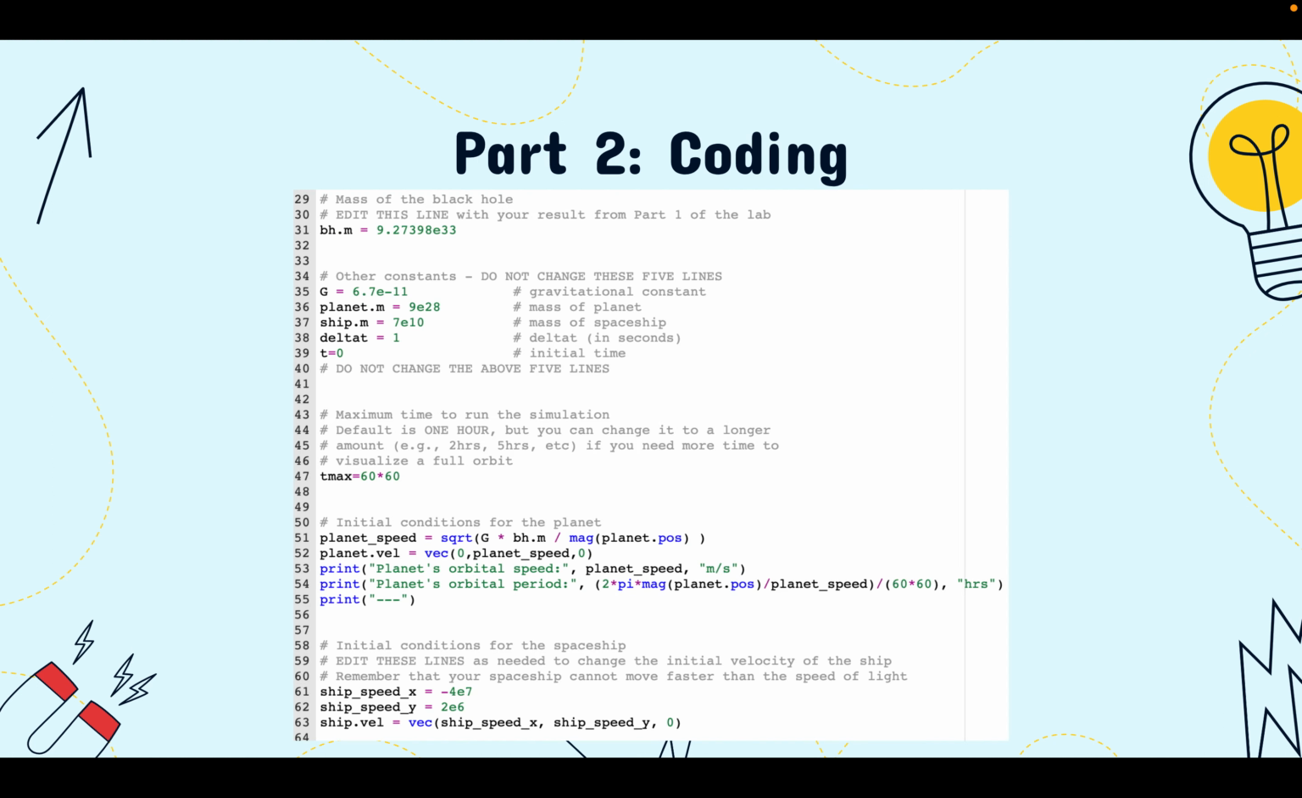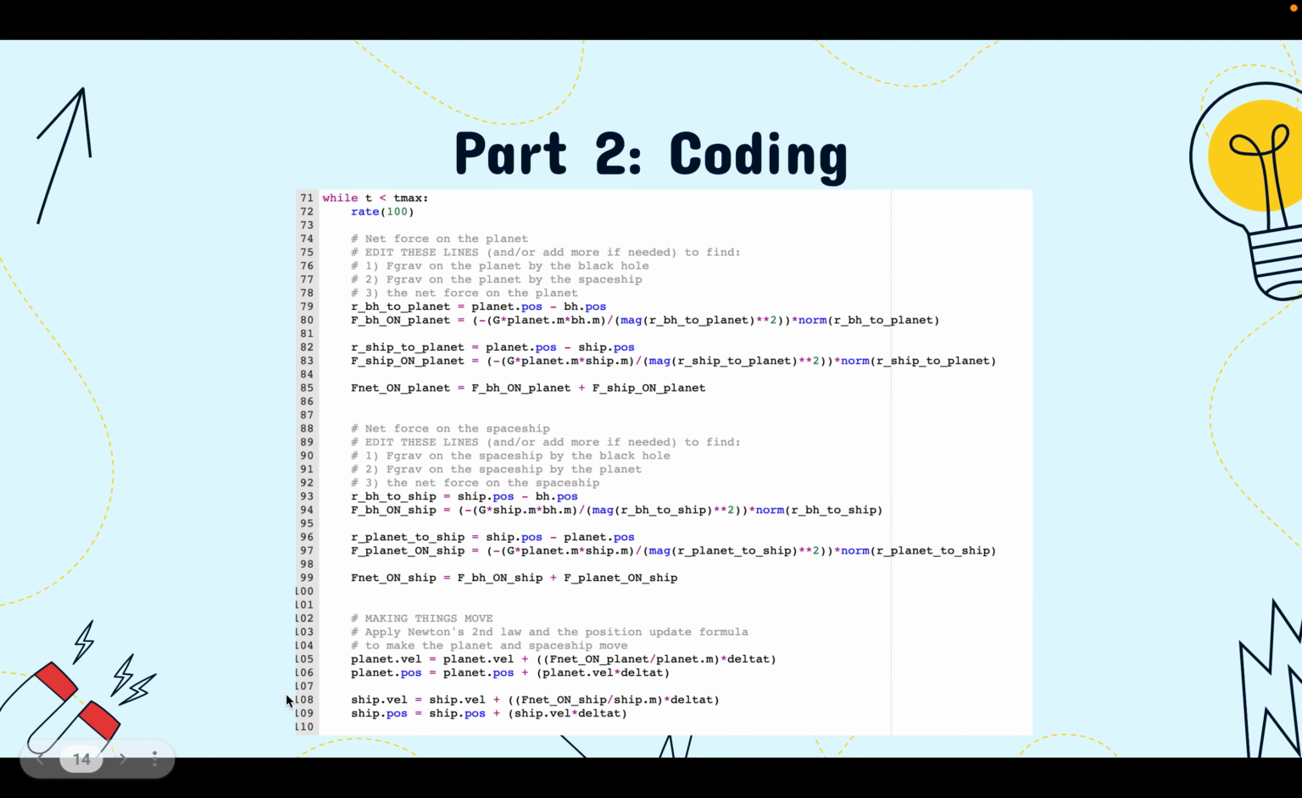Here's the code. Line 31 is just the initial conditions. We use the guess and check method for lines 61 and 62 to find the velocity. For line 79, we find the distance between the planet and the black hole, and then we use this and other values with the force of gravity equation to get the force from the black hole on the planet. We do the same thing for the ship and planet, and add these two forces together to get the net force on the planet.